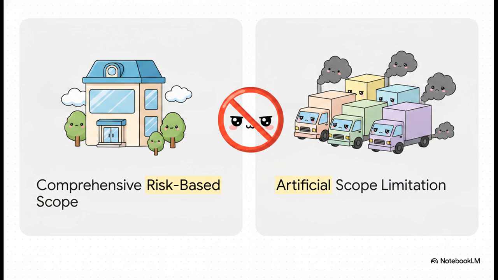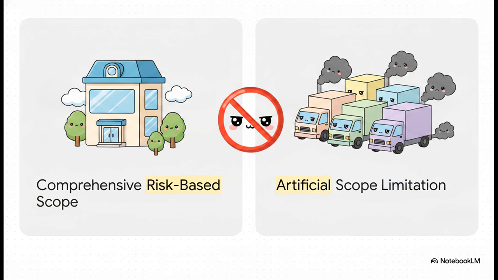This is when a company intentionally shrinks its EMS coverage just to make an audit easier or to dodge highly sensitive operations. Picture a logistics company that includes its, say, administrative offices in its EMS scope, but conveniently leaves out its entire high-emission transportation fleet.